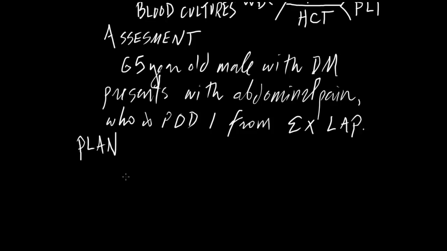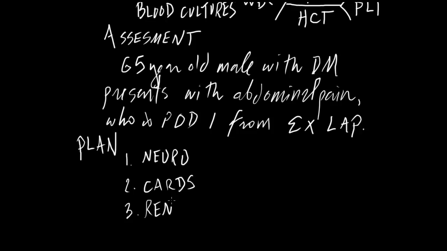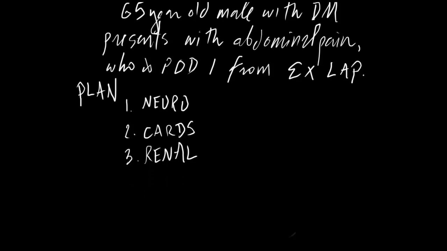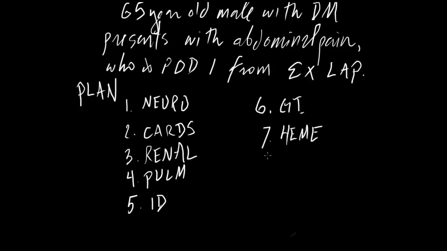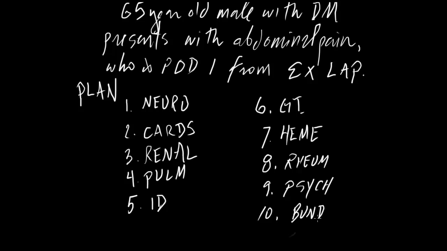I like to separate the assessment and plan, and I like to do the plan by systems. So by systems I mean number 1, neuro, number 2, cards, number 3, renal, I think you get the idea, number 4, pulmonary, number 5, ID, number 6, GI, number 7, heme, number 8, rheumatology, number 9, psych, 10, the bundle, so DVT prophylaxis, ulcer prophylaxis, etc.